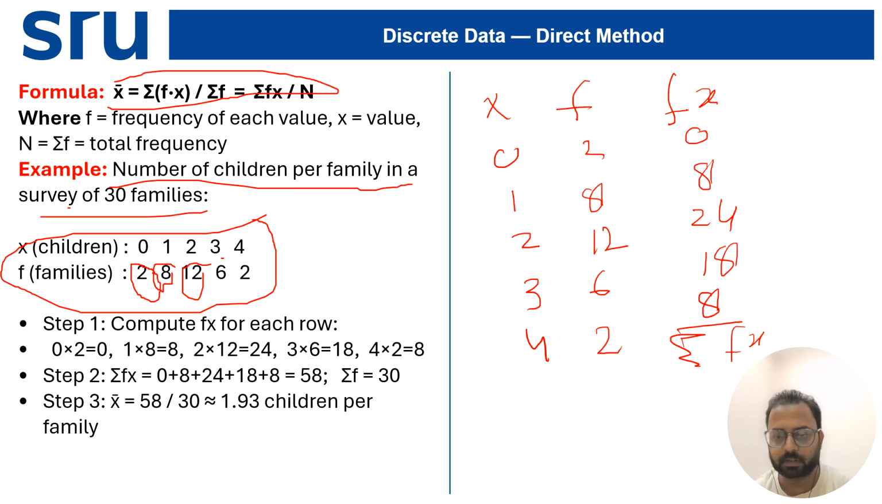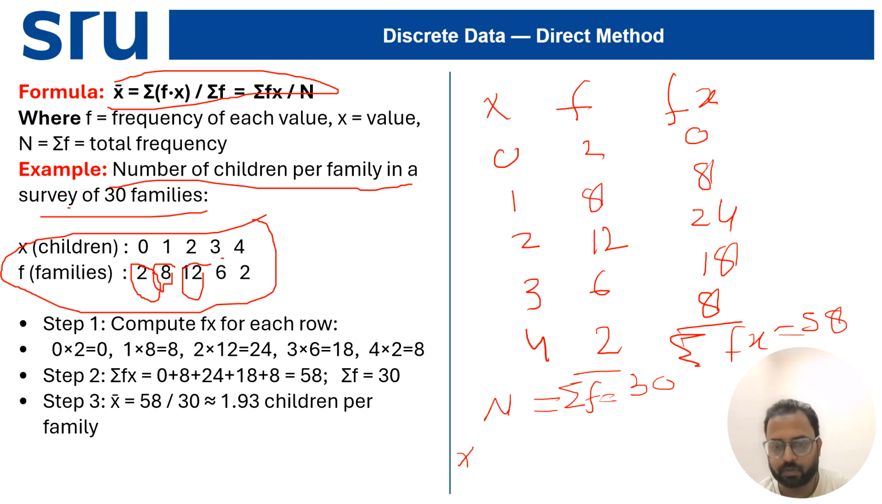So the sum of fx is 0 plus 8 plus 24 plus 18 plus 8. 8 plus 24 is 32, 32 plus 18 is 50, 50 plus 8 is 58. And the sum of all frequencies, this is capital N, is 30 families.